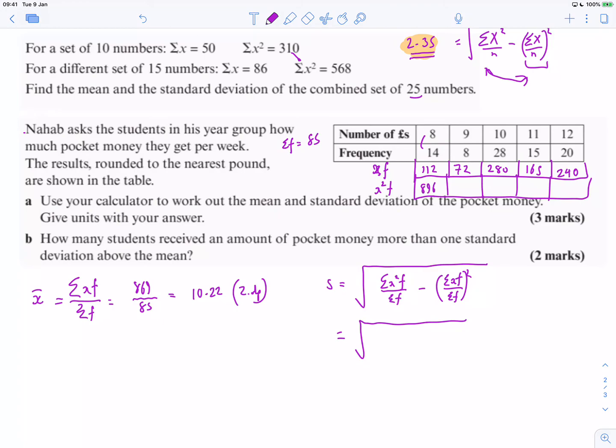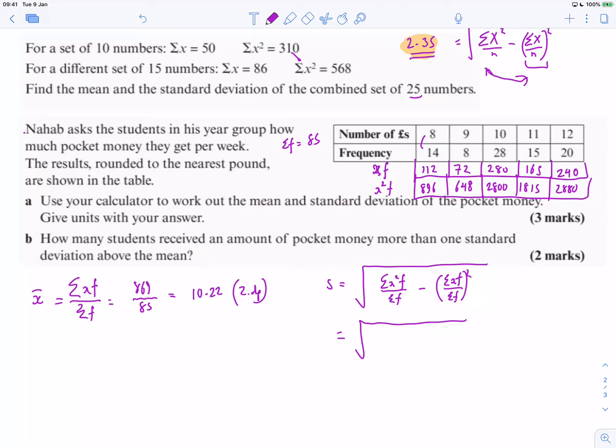I do 9 squared, which is 81 times 8, which is 648. 10 squared, which is 100 times 28, which is 2800. 11 squared is 121 times 15, which is 1815. And 12 squared, which is 144 times 20, is 2880.